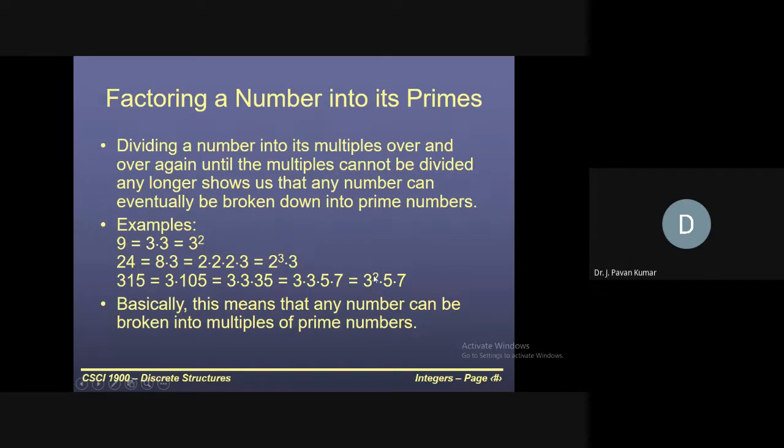So 3 power 2 into 5 into 7. Here powers need not be prime numbers, but whatever the bases we have, those should be prime numbers. Why? Because even if the power is 3 power 4, the 4 is not a prime number; we can write it as 3 into 3 into 3 into 3, 4 times. So the bases should be prime.